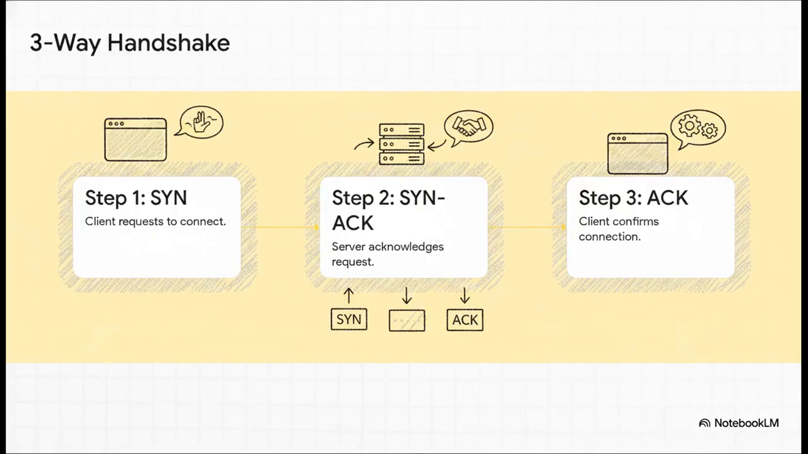And because that first one, TCP, is so incredibly reliable, it actually requires a very polite little introduction before it sends a single drop of data. We call this the three-way handshake. It goes exactly like this.